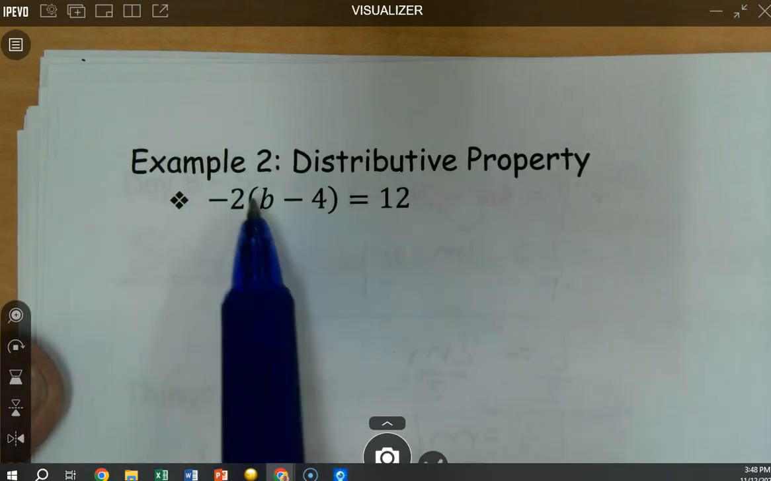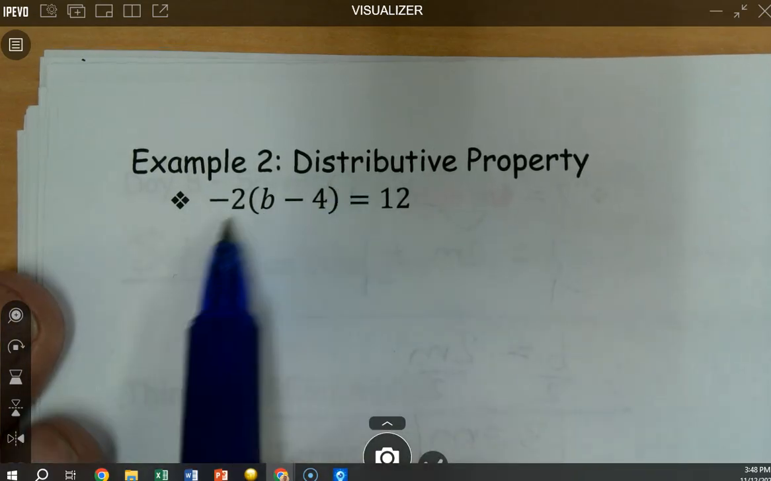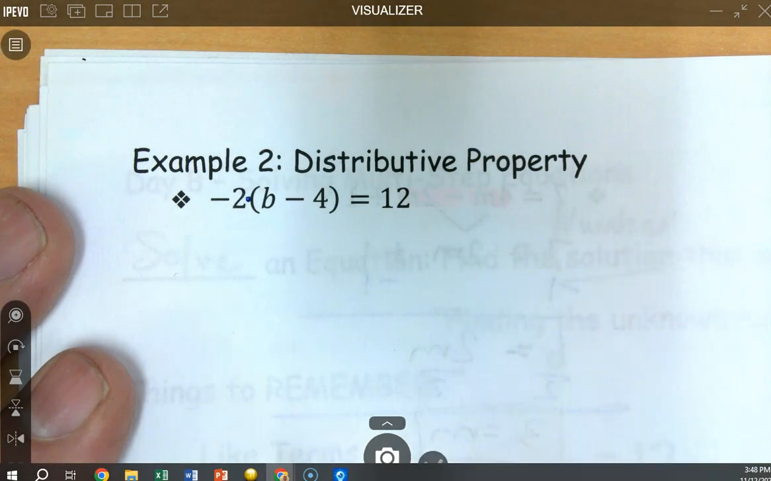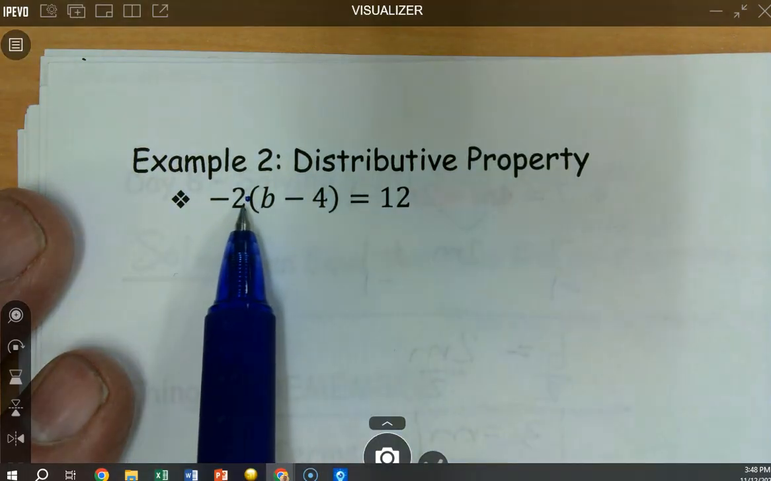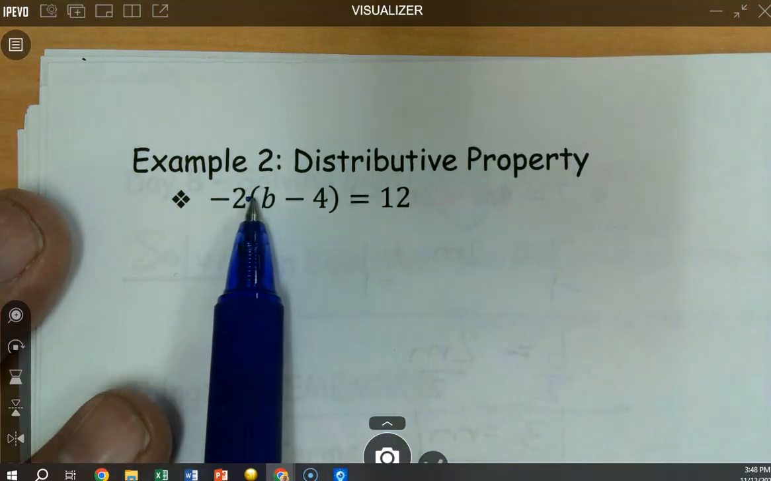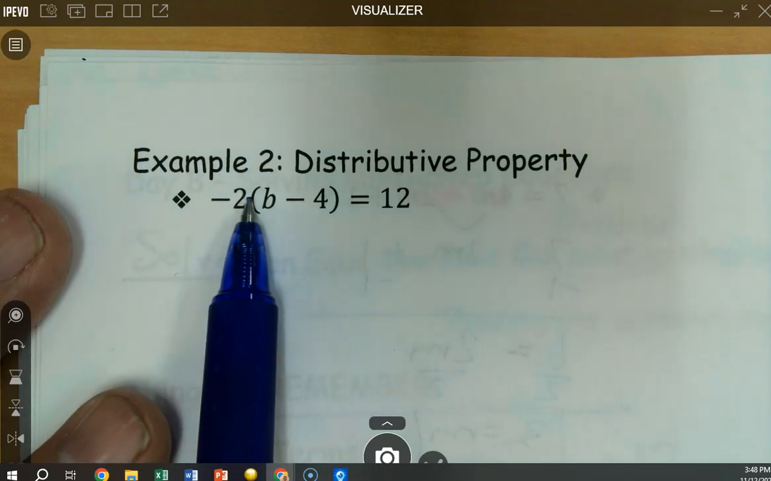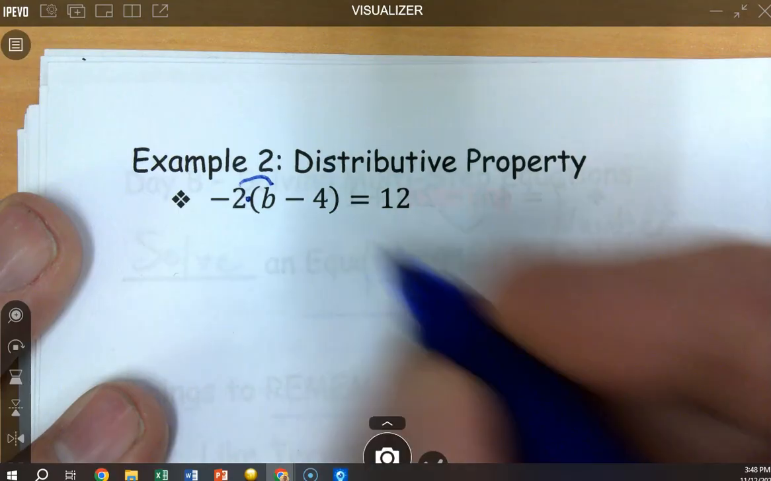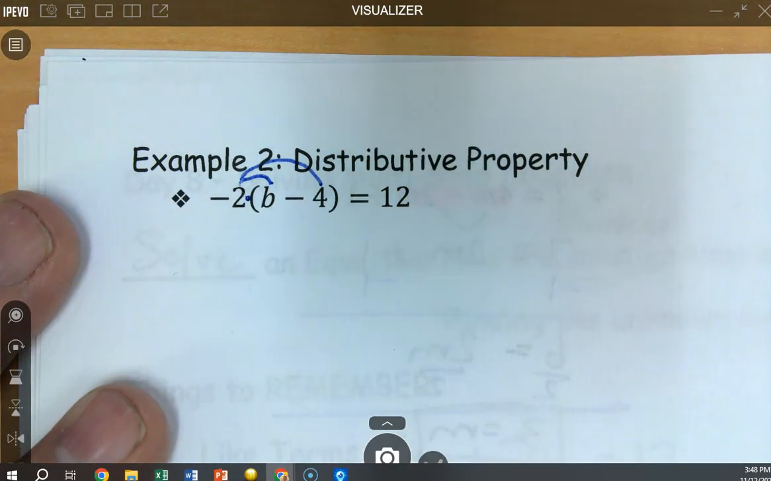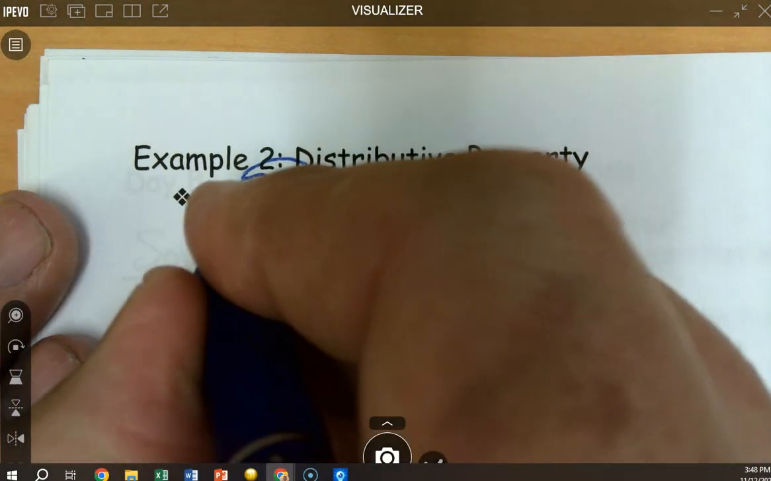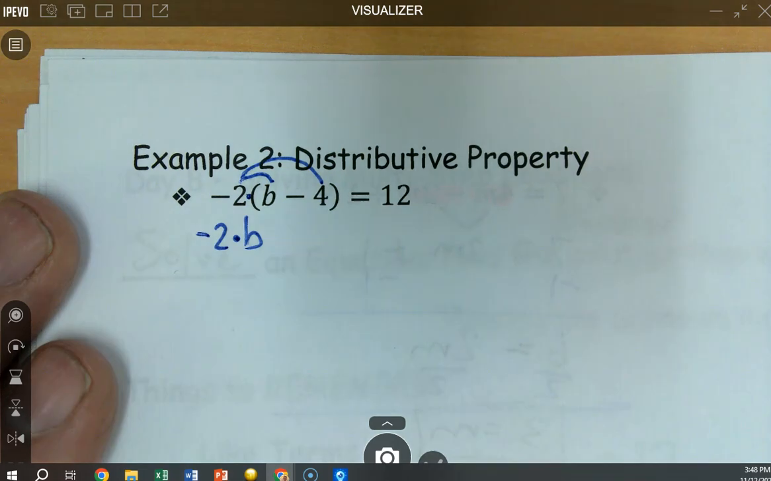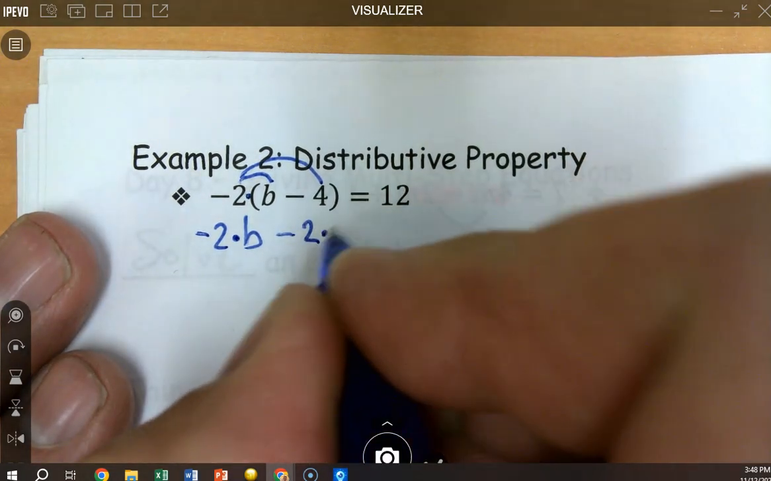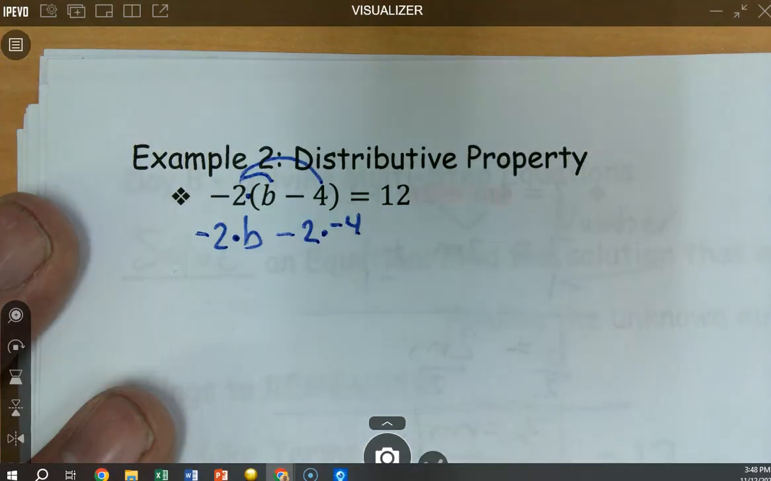So, quickly recapping the distributive property. Remember, we take the number that is out in front, and it is understood that there is multiplication between that -2 and the parentheses. We're going to use multiplication to distribute the -2 to both the b and the -4. So we're going to take -2 times b, and here's where you have to be very careful. We're also going to take a -2 times a -4.